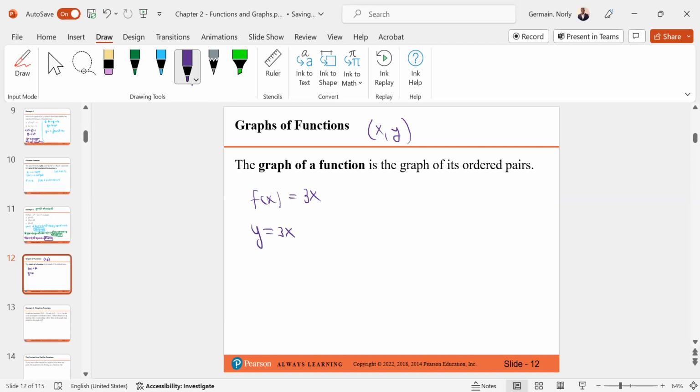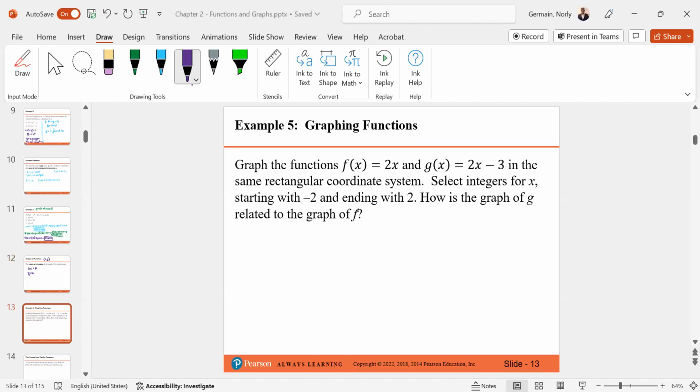Now, in the previous examples, we evaluated functions. Here, we ask you to graph those functions. You only need to find a set of ordered pairs. You don't have a limit on how many ordered pairs you need to find. If you have a linear function, 2 points is enough. But sometimes in some exercises, they give you the first components and ask you to find the second components that would be on the graph. For example, here, they ask you to graph the functions f of x equals 2x and g of x equals x minus 3 on the same rectangular plane.